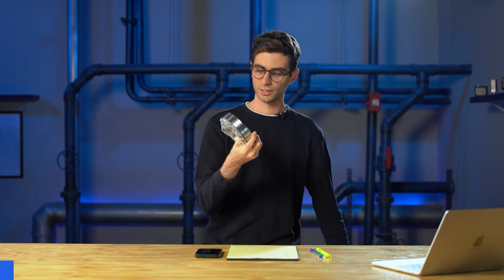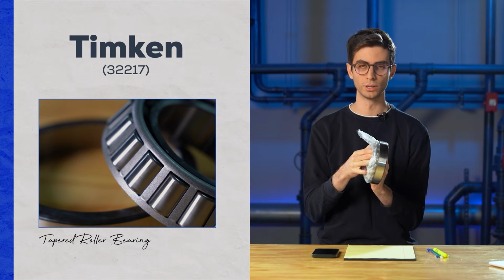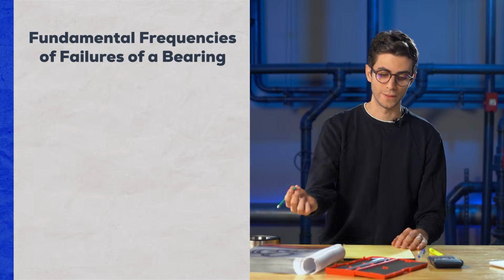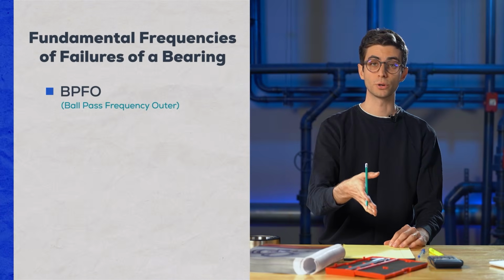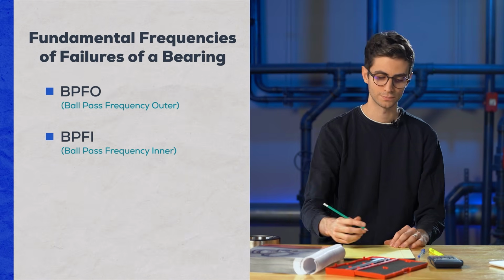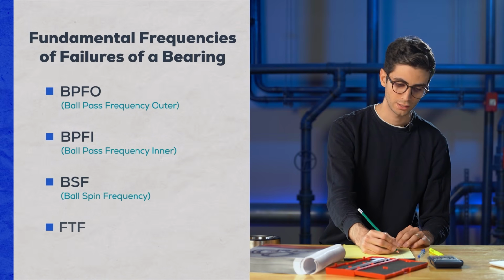All right. So this is a Timken 32217, a tapered roller bearing. Oh yeah, let's do this. And a calculator and a caliper. Seriously? All right, so before we test out our new feature, I need to calculate the fundamental frequencies of failure of a bearing. That would be BPFO, the frequency of the outer race, BPFI, the inner race, BSF, of the rolling element, and finally FTF of the cage.